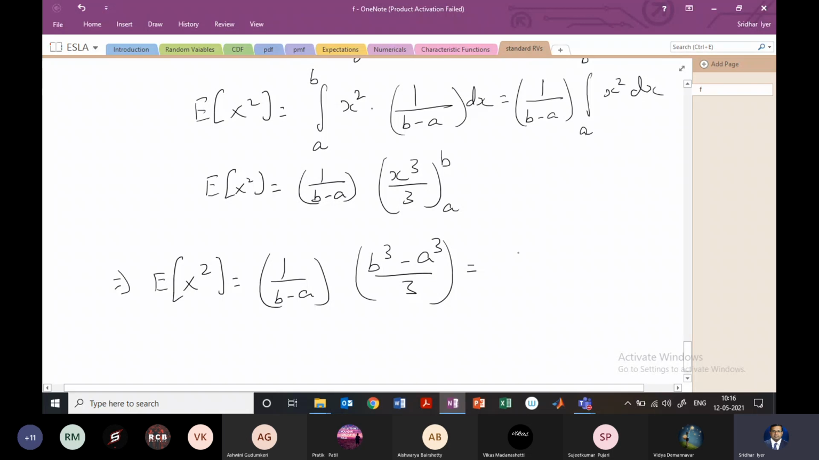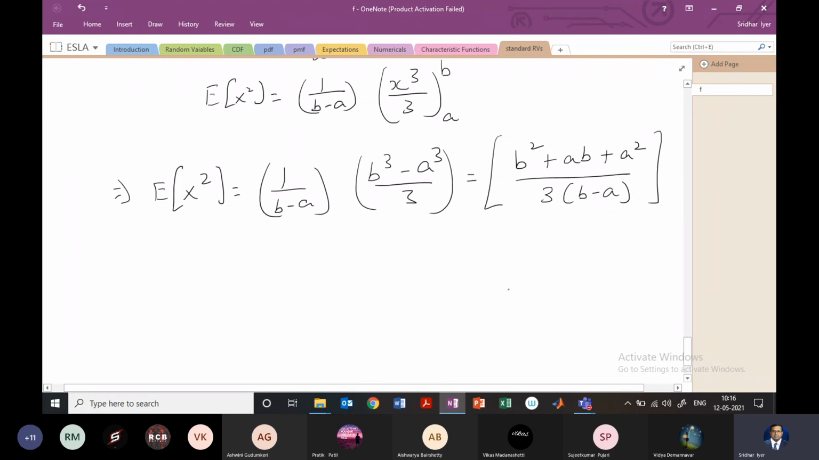So b cube minus a cube can be written as (b minus a) times (b square plus ab plus a square), divided by I'll take the 3 and b minus a together. This is your E of x square.